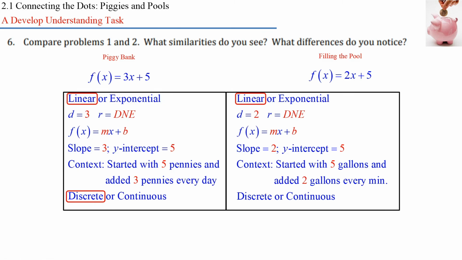Now, discrete or continuous. The piggy bank was discrete because we're adding pennies 1 penny at a time. But filling the pool, that water is flowing into the pool continuously, so that is continuous. And that's a great comparison and contrast of all the parts of these two problems.